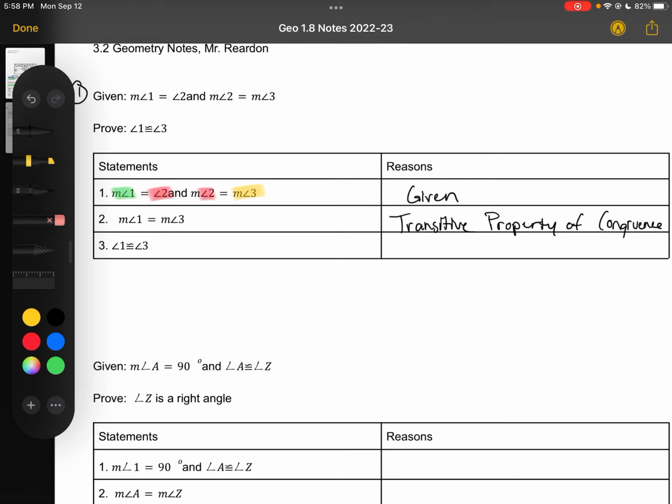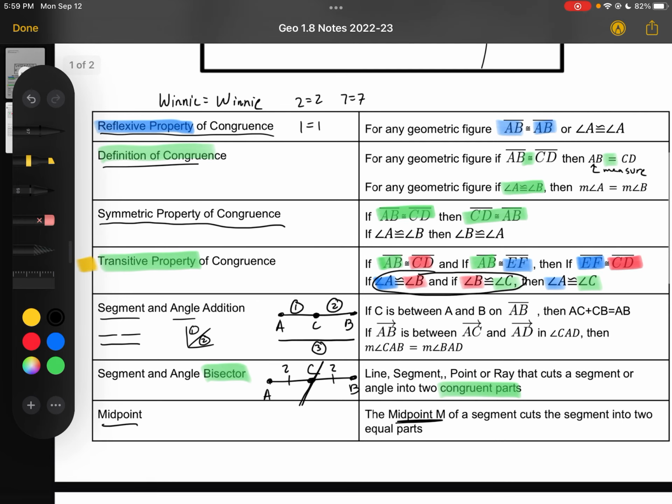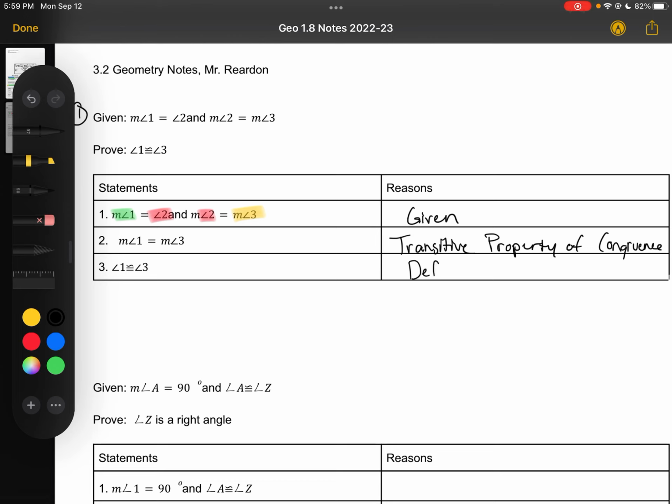So in this case, what we are seeing here is that we have got it down to transitive property, 1 is equal to 3. And then on the line below, instead of measure of angle 1 is equal to measure of angle 3, it's now saying that angle 1 is congruent to angle 3. Well, if we remember, the definition of congruence takes us from a congruent statement to just a measure statement. So by the definition of congruence, we can say that angle 1 is congruent to angle 3.